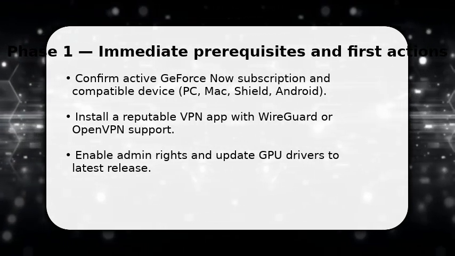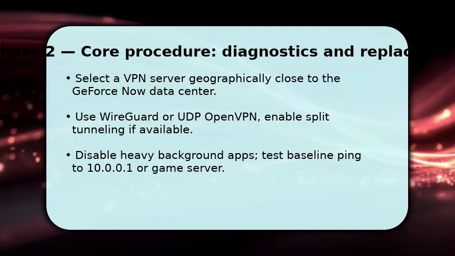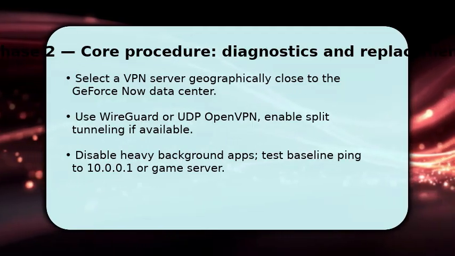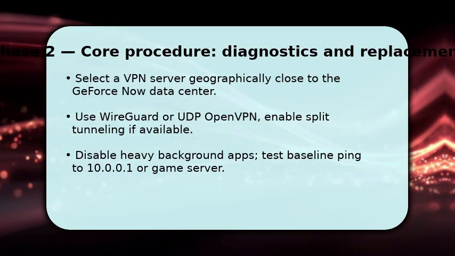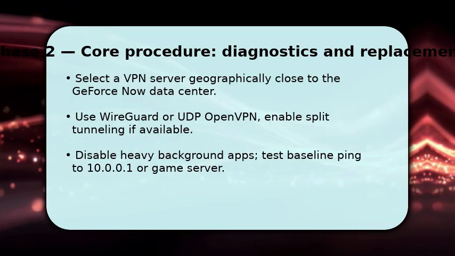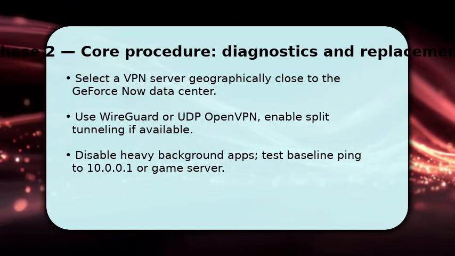Now configure your VPN for performance. Pick a server geographically close to the GeForce Now data center to keep round-trip time low. Choose WireGuard or UDP OpenVPN in the client settings. These use fewer hops and reduce jitter.